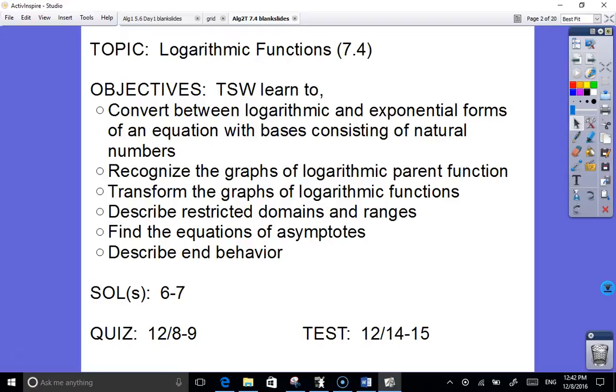So the objectives. Now that we learned about logarithms, we can do this first one, which is convert between the logarithmic and exponential forms of an equation. And then we're going to do pretty much like what we just did with exponentials. We should be able to recognize the graph of a log function and then transform it, move it around. Describe restricted domains and ranges. It will also have an asymptote. And behavior, not so much. I probably should have taken that one off.